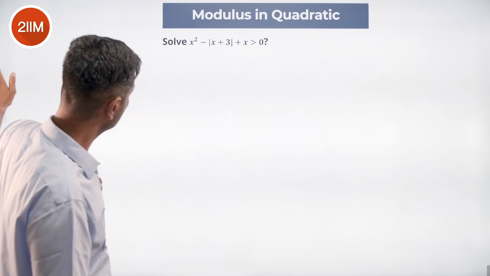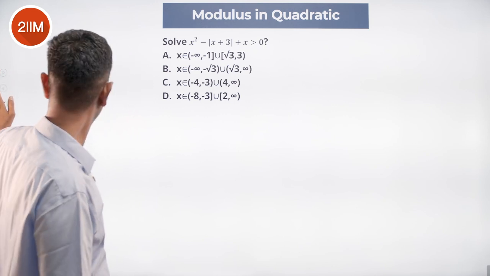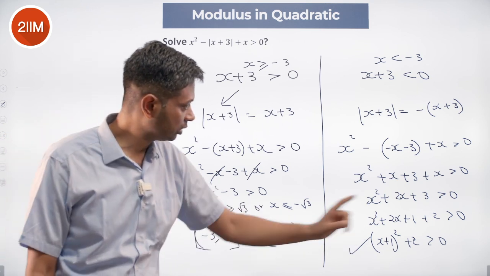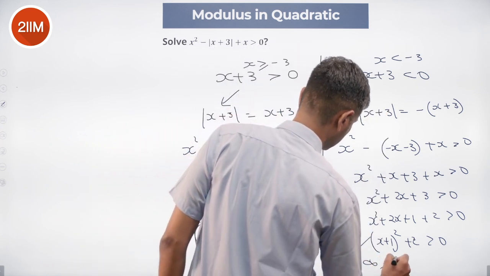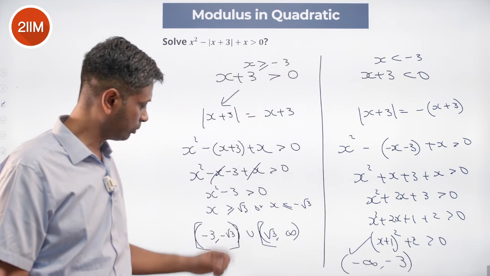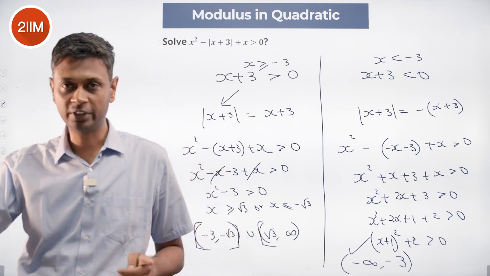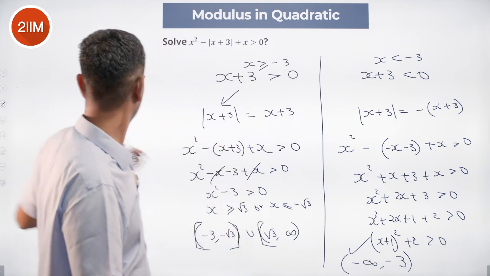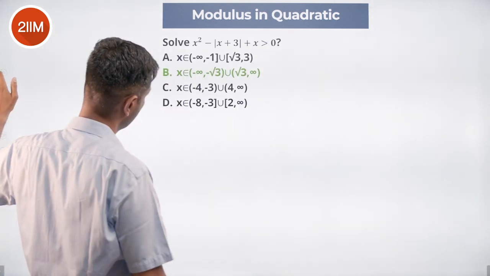So my final range is minus infinity to minus root 3, root 3 to infinity. Minus infinity to minus root 3, minus 3 here, the whole range. Minus 3 to minus root 3, root 3 to infinity, or minus infinity to minus root 3, plus root 3 to plus infinity. Only minus root 3 to root 3, not included. Everything else is there. So the answer choice would be this one.